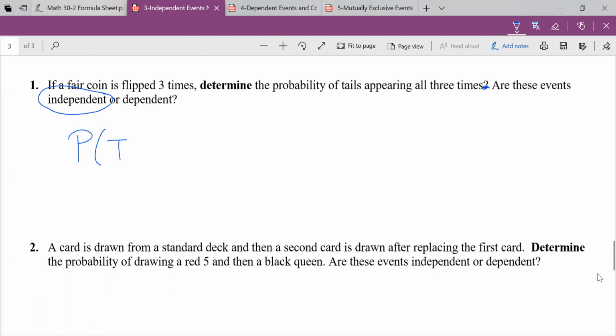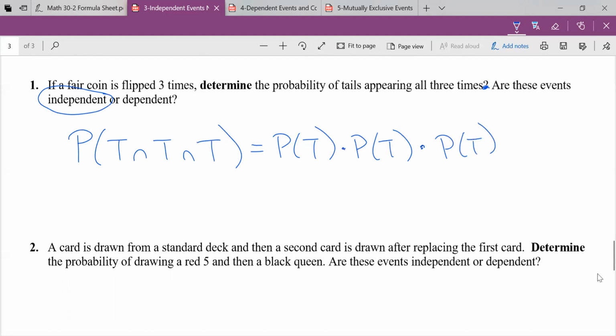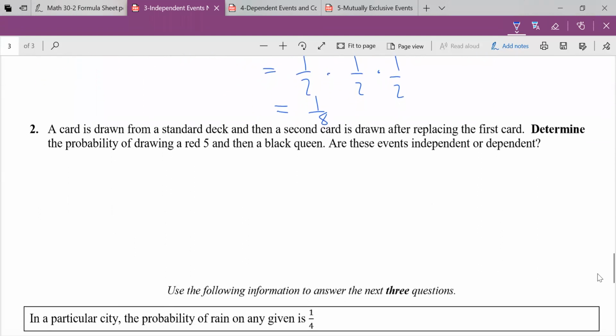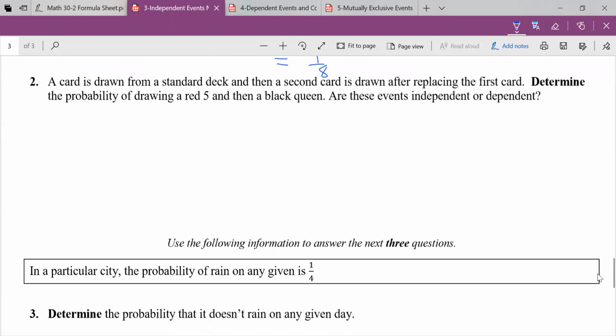What do I want? I want tails and tails and tails. And since it's independent, it's the probability of getting tails multiplied by the probability of getting tails multiplied by the probability of getting tails one more time. And it's a half times a half times a half, which is 1/8. The probability of getting tails 3 times is 1/8. Again, don't round unless you're instructed to. Leave it as a fraction.